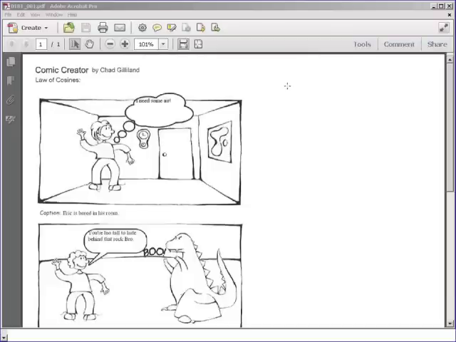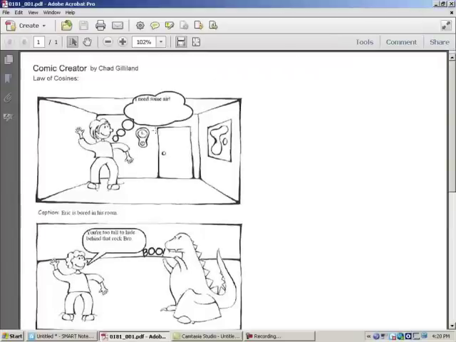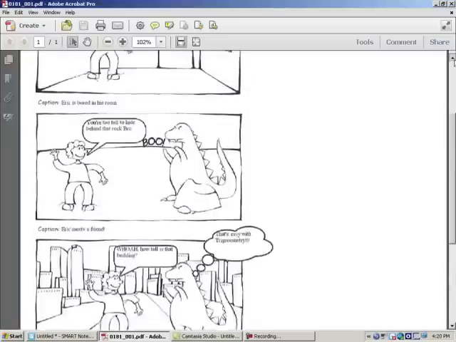Eric here is in his room, and you can see he's bored. And so he says, "I need some air, so I'm going to go outside." And so he leaves his room and goes outside to get some air. And when he goes outside, he sees that there's a dinosaur under a rock.